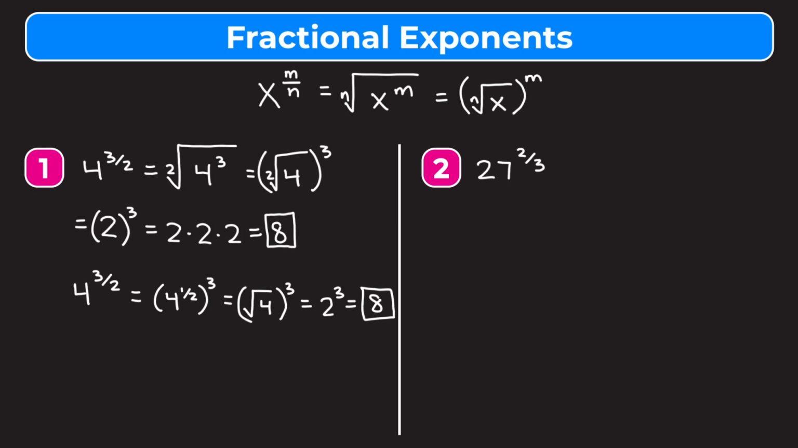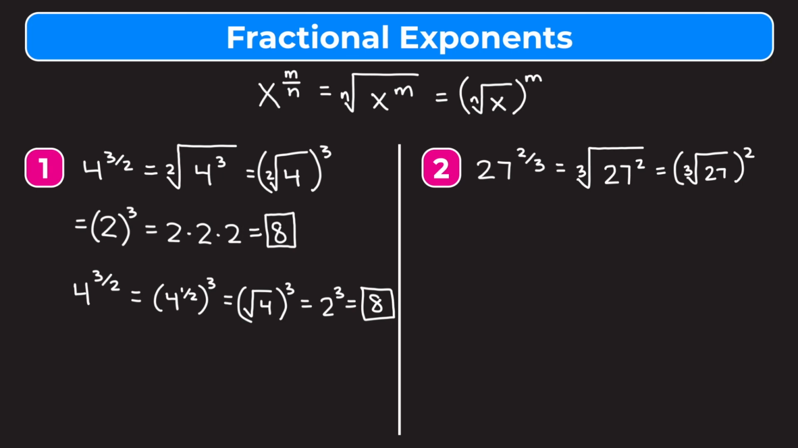Taking a look at example 2, we have 27 to the 2/3. So again, I'm going to do it in both ways. So let's start by using the formula up top. So we know that our denominator is going to be the little number in our root, so it's going to be here. So we have a cube root of 27, and then our numerator is going to be our exponent. So 27 to the second power, and we can write this as the cube root of 27 raised to the second power.